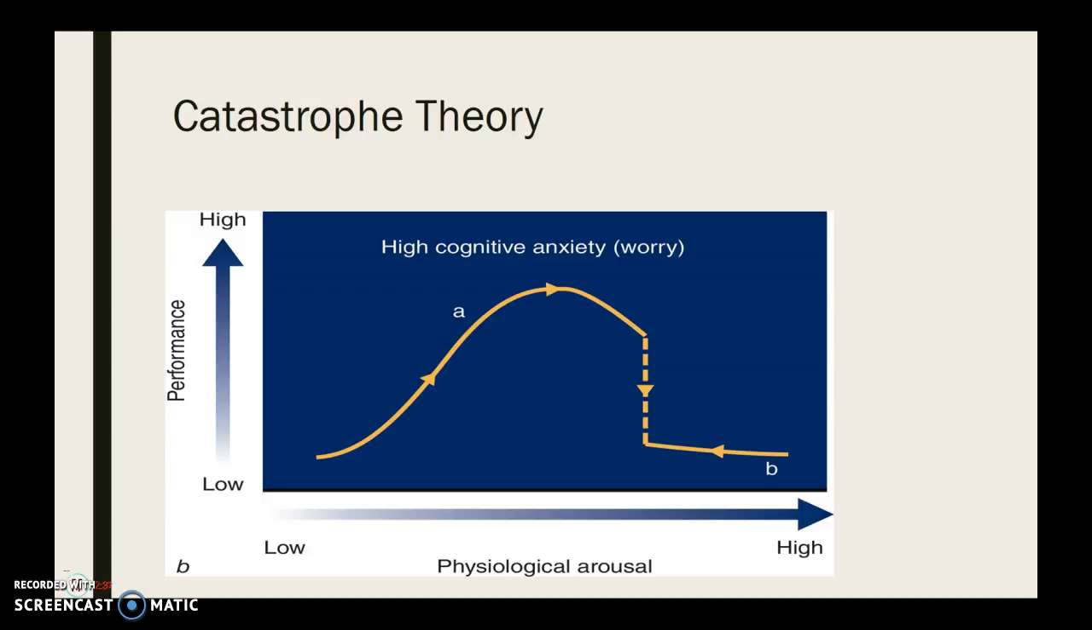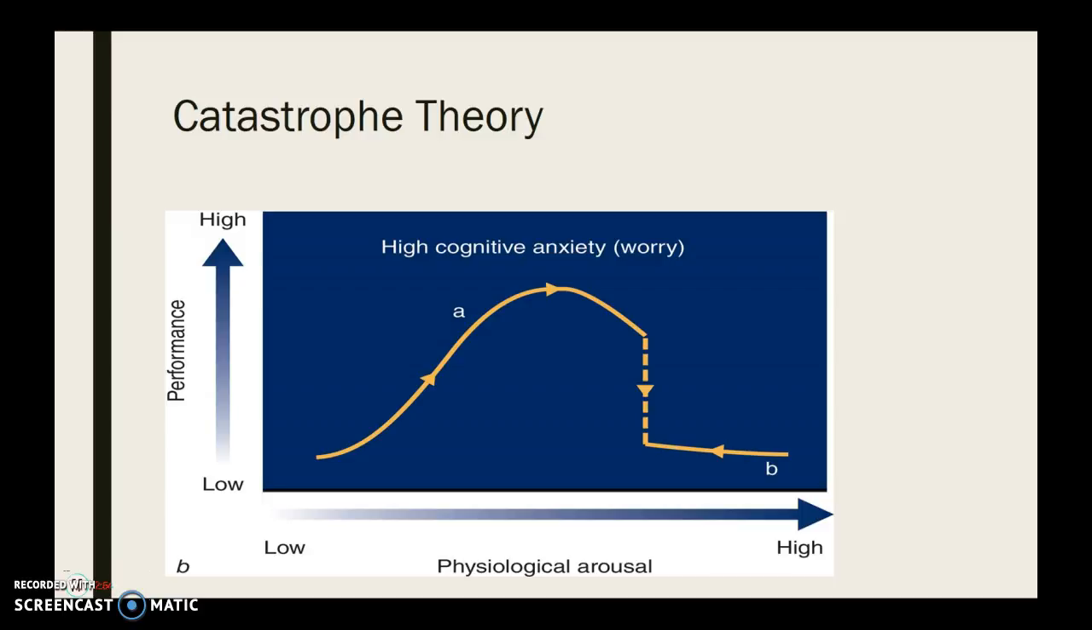For example, in a sport such as rugby, if we are playing at our optimum level of performance and the opposite team score a try, we have a catastrophe and our performance will fall. We then need to calm down to rebuild our performance. This can also affect our attention field and concentration.